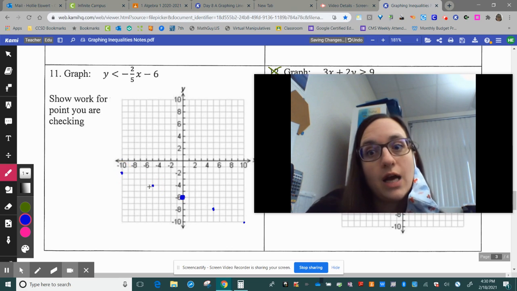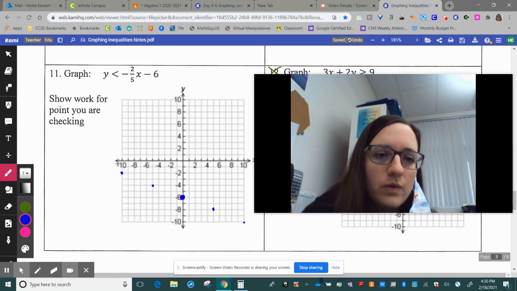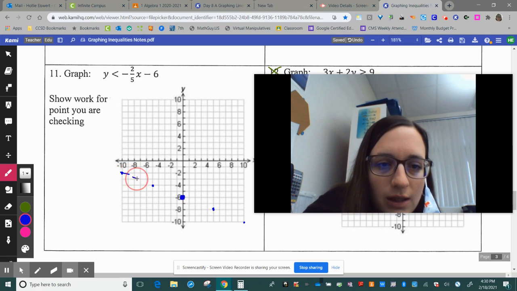Then, is it dotted or solid? No or equal to sign, so it is a dashed line.